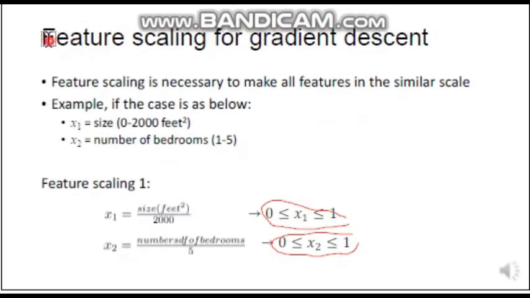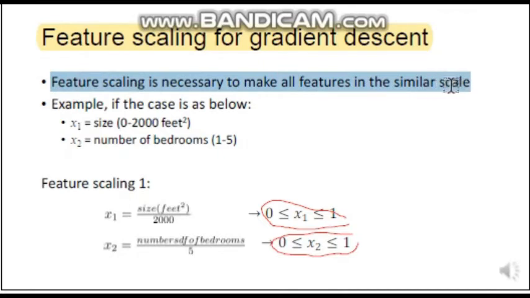Next, we will discuss feature scaling for gradient descent. Feature scaling is necessary to make all the features on the same scale, not too big and not too small. As an example, in this case below, x1 equals the size, 0 to 2000 feet squared, and x2 equals the number of bedrooms, 1 to 5. First we use feature scaling, where the scaling is between 0 and 1 for both x1 and x2.